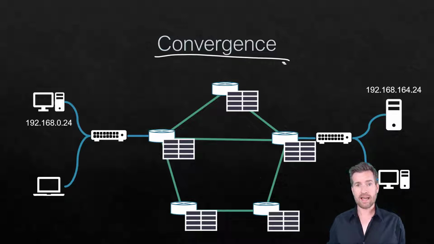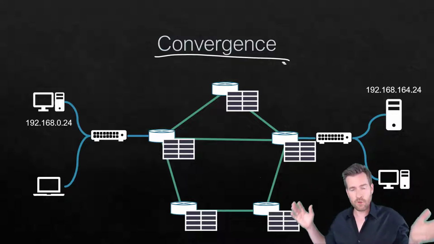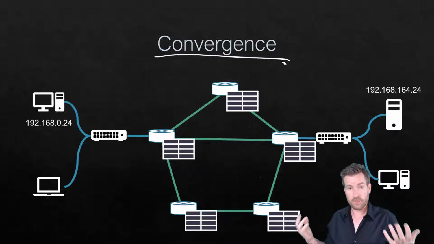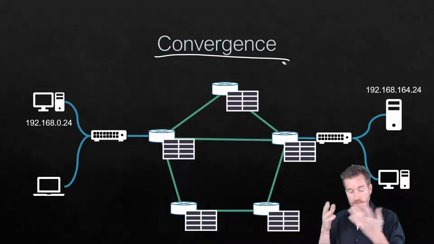All right, now we have something called convergence. Convergence is the aspect of all of these routers getting the full view of all of the networks. Then we've reached convergence. There's a convergence speed, which is the speed in which all of this communication happens.